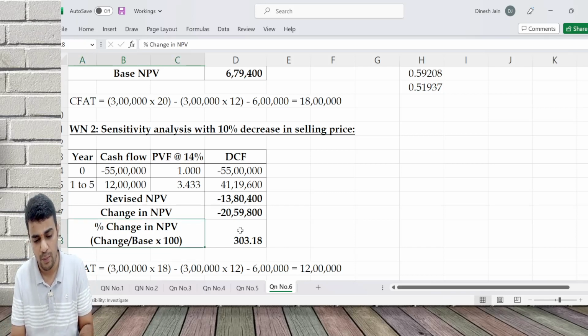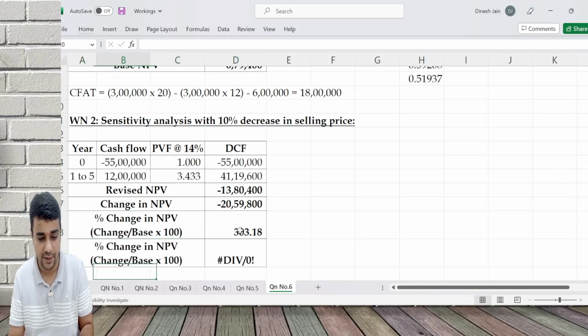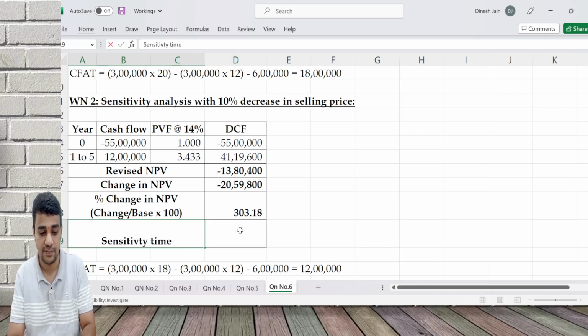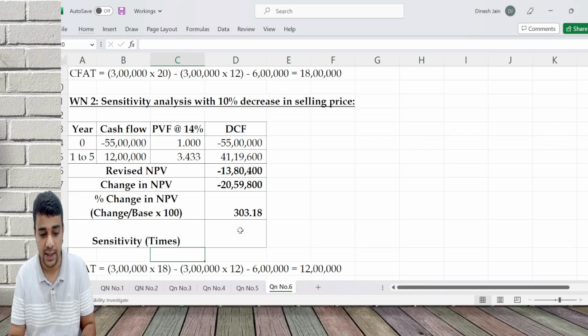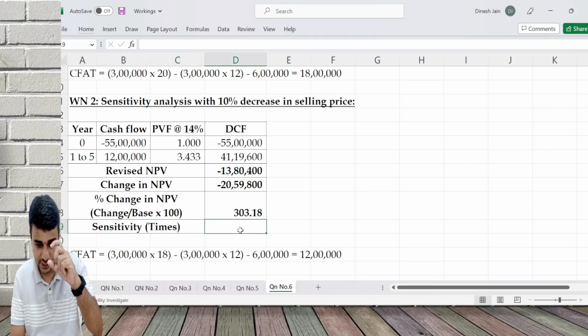I see I did one more calculation in this question. Not very critical, but they have done it, so I'm doing it. 303% sensitivity times. They have expressed this in times also. What is times? A 10% change led to 303%.